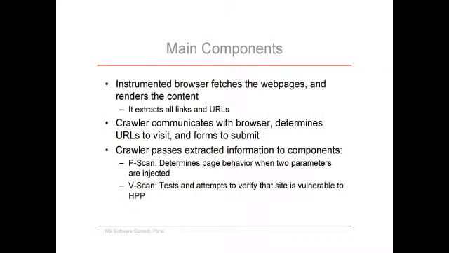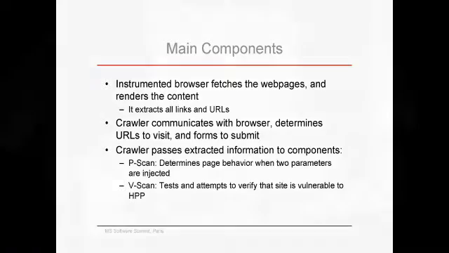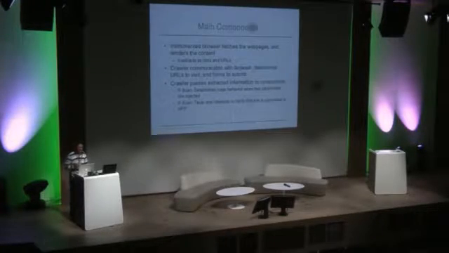And we have an instrumented browser. So the browser opens a web page, tries to automatically inject certain parameters into an existing application, and then tests to see if the attack has succeeded or not, or if there's a potential problem or not. The instrumented browser fetches the web pages and renders the content. Why are we using a real browser? Because if you do not use a real browser, you don't know exactly how the page will be parsed. If you use a real browser, then you know exactly what the user will also see and what the application was intending to do. The crawler communicates with the browser, determines the URLs to visit, and the forms to submit.